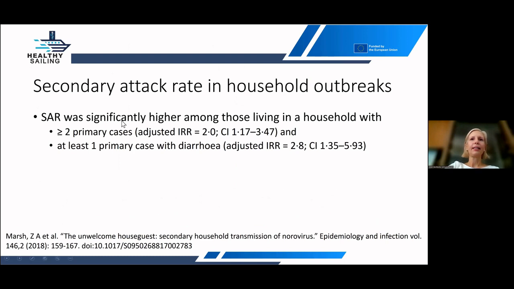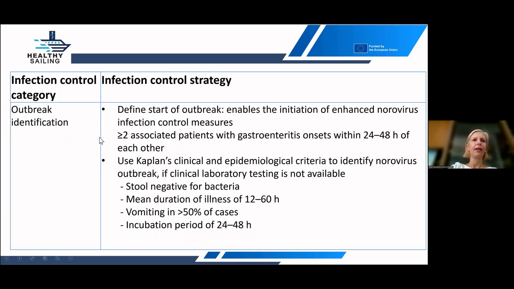The secondary attack rate in a study that was conducted in household outbreaks showed that the secondary attack rate was significantly higher among those living in a household with 2 or more primary cases and at least 1 primary case with diarrhea. In this study, they analyzed different risk factors, and this was the factor that was most significantly associated with higher secondary attack rates.